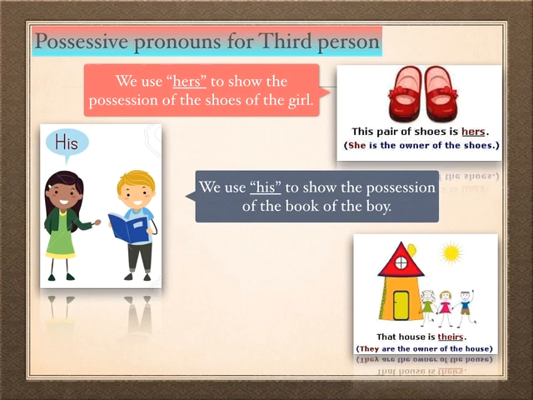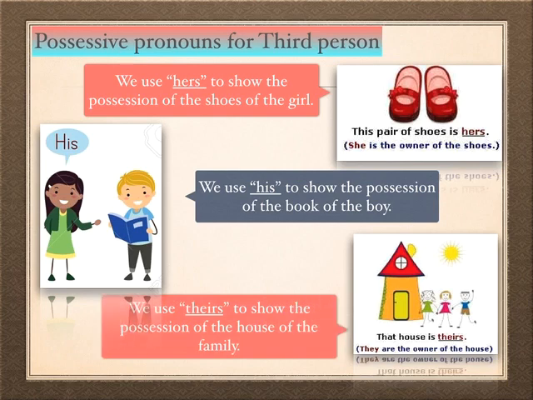Here the pronoun they is used for third person plural and the possessive pronoun used is theirs. So we use theirs to show the possession of the house of the family. And remember that we use theirs as a possessive pronoun for third person plural. I hope, students, that you have understood the possessive pronouns for first, second and third person singular and plural.